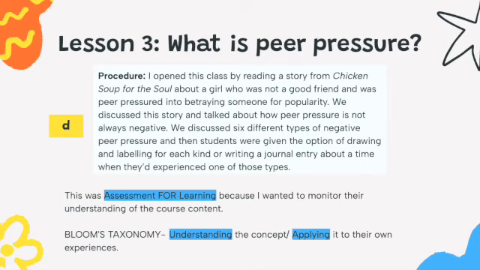And then we discussed more in depth 6 different types of negative peer pressure, and then students were given the option of either drawing a picture for each of the 6 types and then labeling it or describing it, or writing a journal entry similar to the story that I read in class about a time that they experienced peer pressure in one of those 6 types.